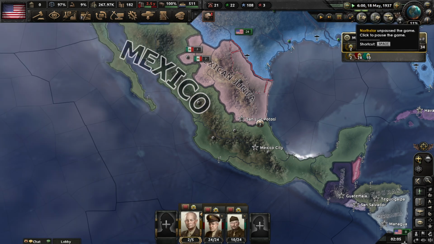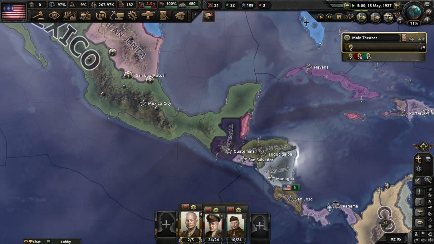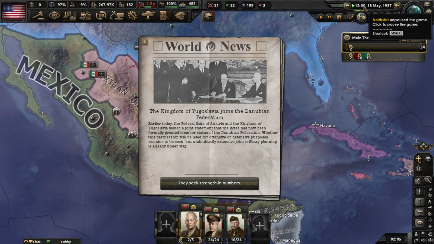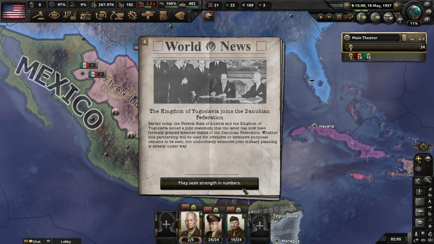In a little bit, I'm going to put some cheap rifles up for sale that Kingdom of Yugo.